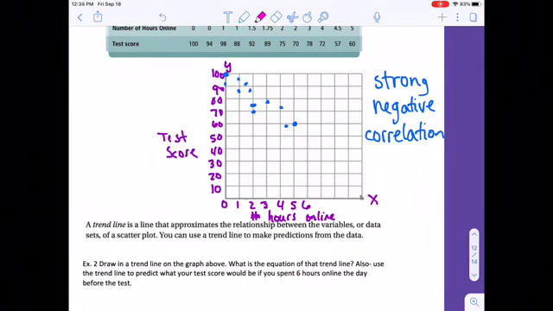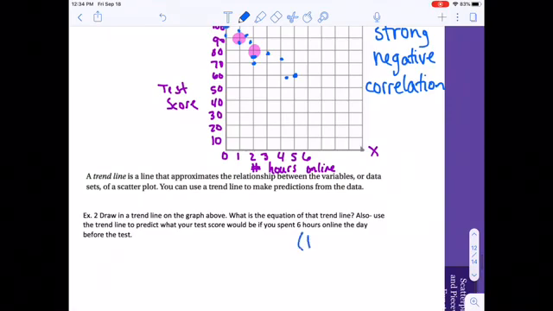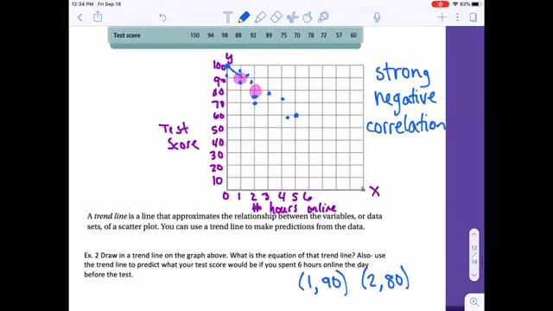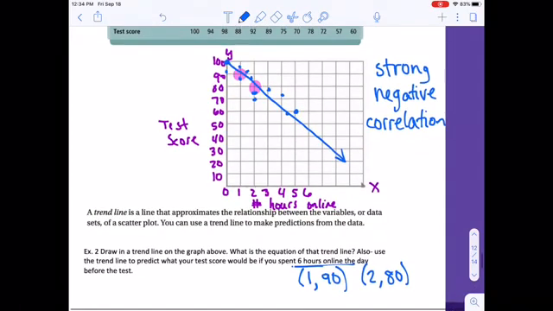So what I'm going to do now is I'm going to choose 2 points that looked pretty well centered within my data set. I'm going to choose 1, 90, and I'm going to choose 2, 80. We are going to draw in that trend line from the graph above. So through those 2 points, we're going to write an equation of the trend line and also use the trend line to predict what test score we would have if we spent 6 hours online the day before the test.